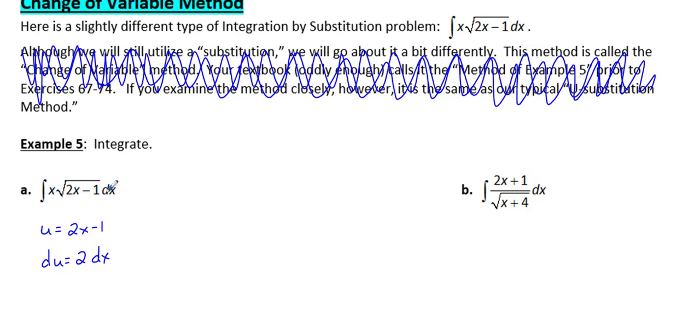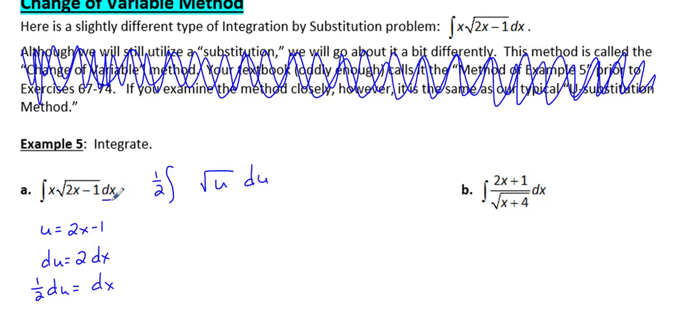All right, I don't see a 2 over here, correct? So we have to multiply by half. 1/2 du equals dx. Okay, so if we rewrote this with our u, we have antiderivative 1/2 out in front, square root of u, and then du, right?